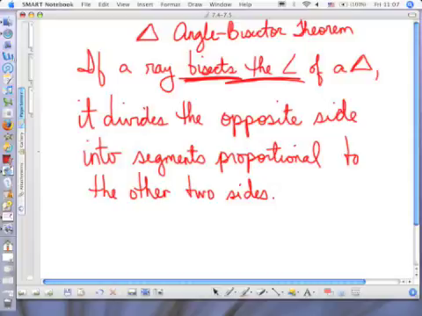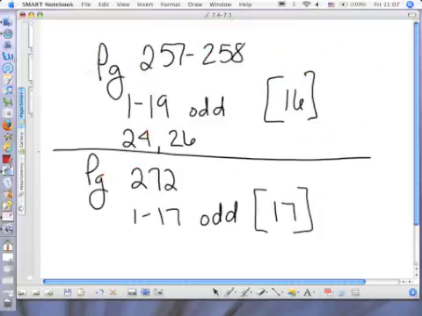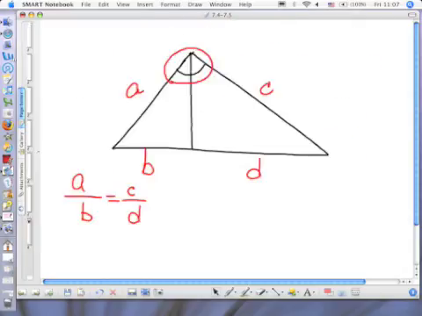Triangle angle bisector theorem. Again, if a ray bisects the angle of a triangle, it divides the opposite side into segments proportional to the other two sides. All right, we gotta go backwards. Now remember, in the theorem before this, the key was that extra segment inside had to be parallel to the third side. Now, the key to this theorem is that one of the angles must be bisected. If it's not bisected, then this proportion does not work out.